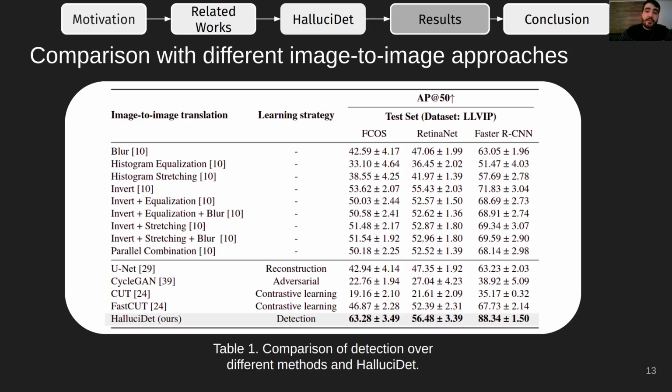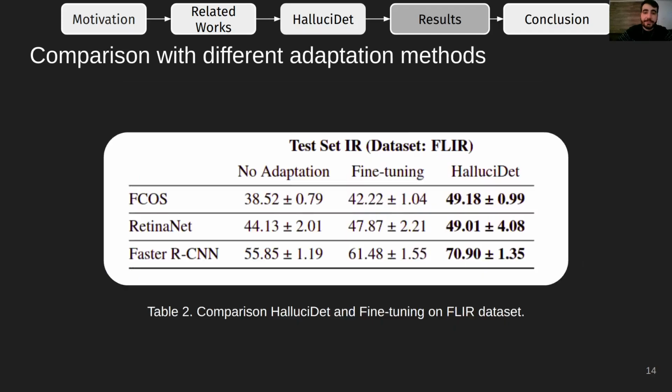We compare our method for different detectors, for example, FCOS, RetinaNet, and Faster R-CNN on the LLVIP dataset, and our method shows better performance than the methods compared for different detectors. We also compare our method with different adaptation strategies, for example, fine-tuning and no adaptation, and we had better performance for the FLIR ADAS dataset.